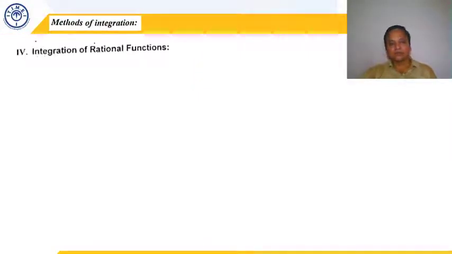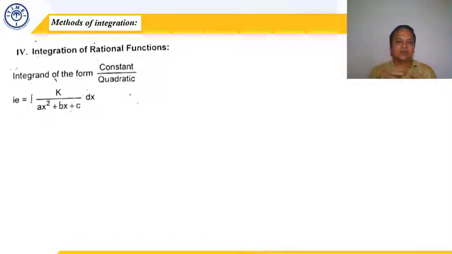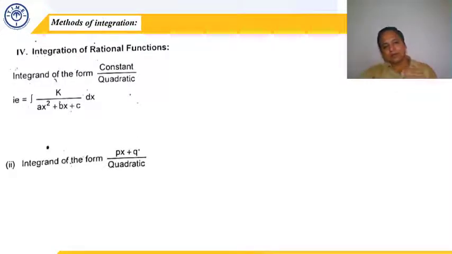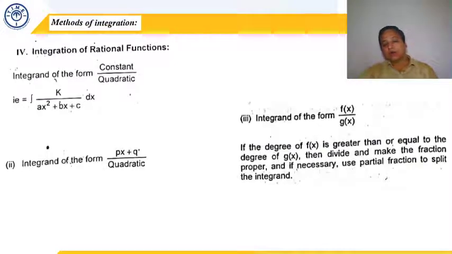Now the fourth method of integration, again integration of rational functions. It may be an integral of the form constant upon a quadratic expression, or linear upon quadratic, or third, it may be a rational function where the degree in the numerator is equal to or greater than the degree in the denominator. There are three types of questions they ask.